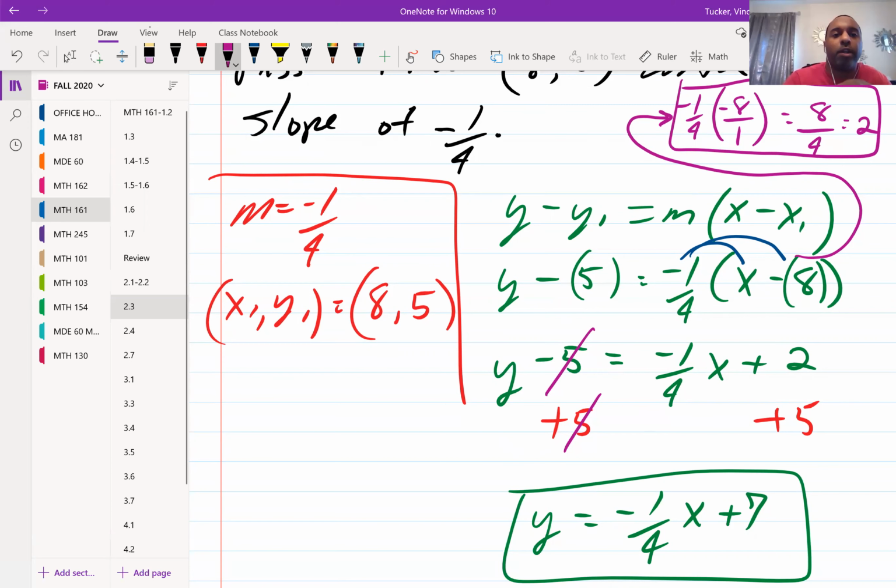Oh yeah, it's right here in the purple. Let me just copy that. So it's just negative 1/4 times negative 8. I wrote 8 as 8/1. Then all I did was multiply across, that -1 times -8 up top, 4 times 1 down bottom. So that's 8/4, and 8 divided by 4 gave you 2.